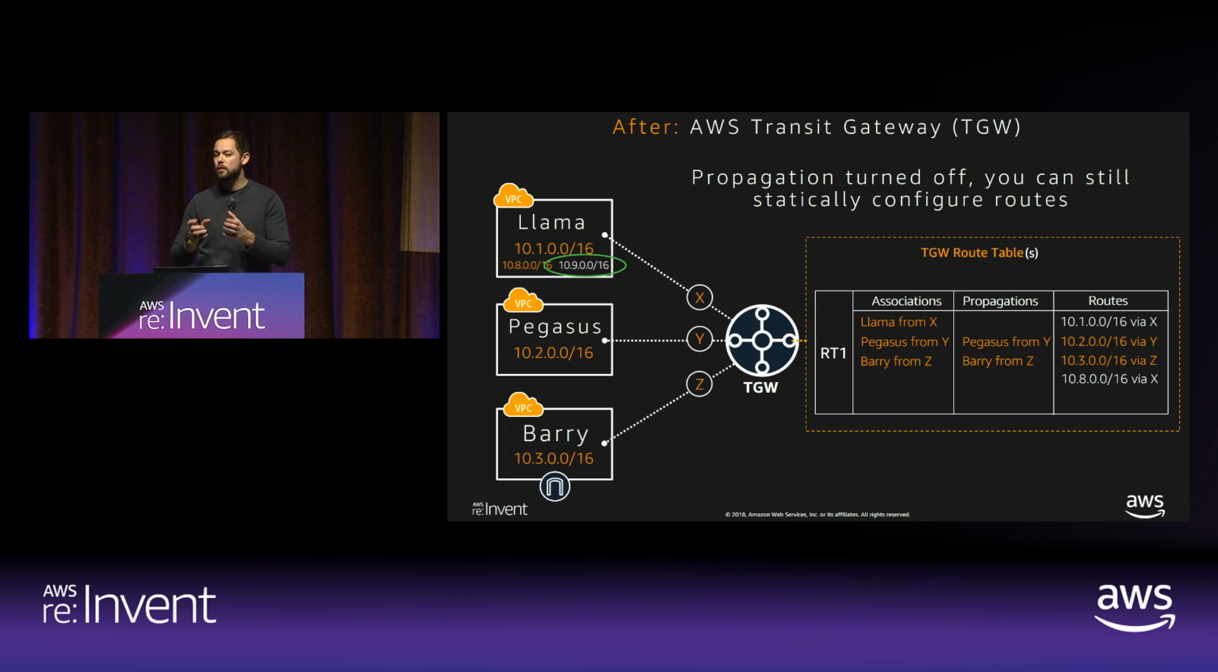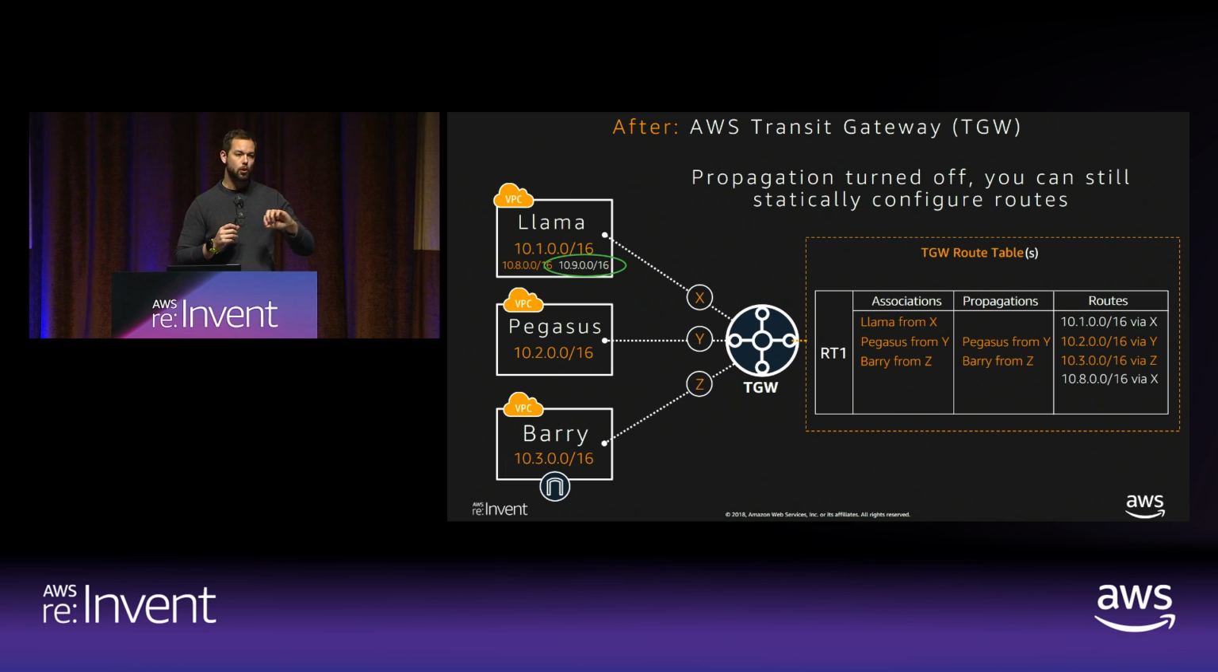On a VGW, you don't even see the routes inside the VGW. You just turn on route propagation on a route table or not.